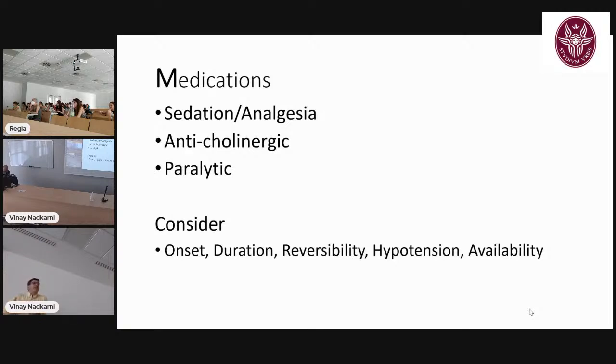So what medications do we think about using? We want to make sure that we've addressed sedation and analgesia, whether we want an anticholinergic or just to have it available or to use it, and the paralytic agent, whether we need succinylcholine or a very fast-acting drug, or in a child, because of the risk of hyperkalemia, etc., whether we want to use a slightly slower onset of paralysis with a longer duration. So we want to consider the onset, the duration, the reversibility, whether it induces hypotension, and the availability.